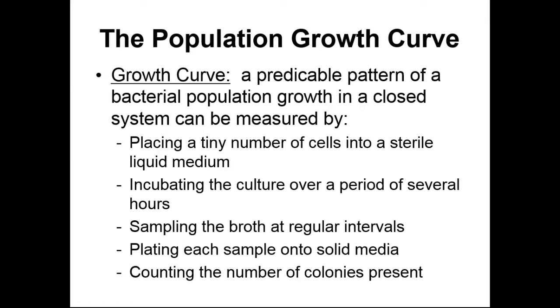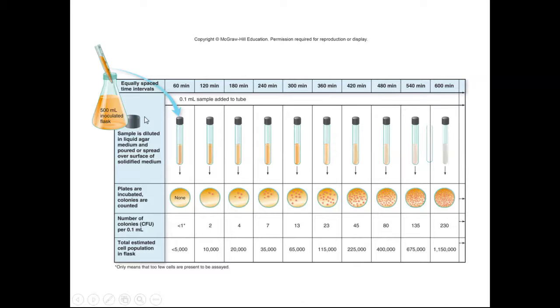To count the number of bacteria, you can plate each sample onto solid media, or you can use specialized equipment to directly count the bacterial species in the sample. So you start off with taking a sample and you inoculate your initial sample. Initially, before you inoculate, there's no bacteria.